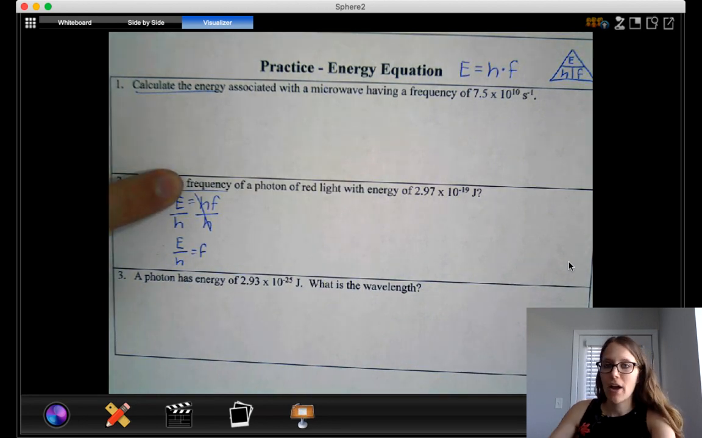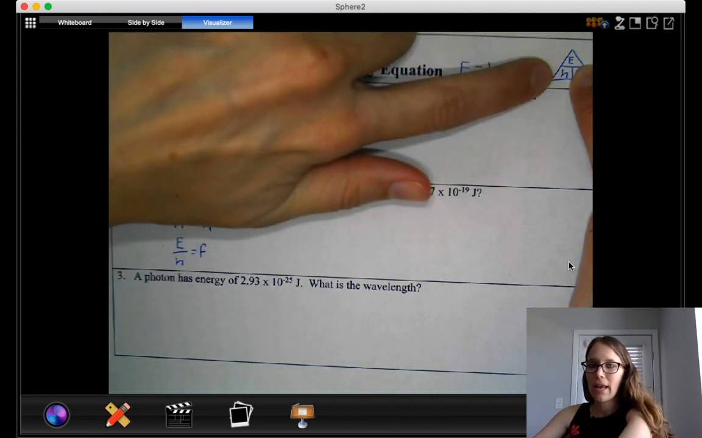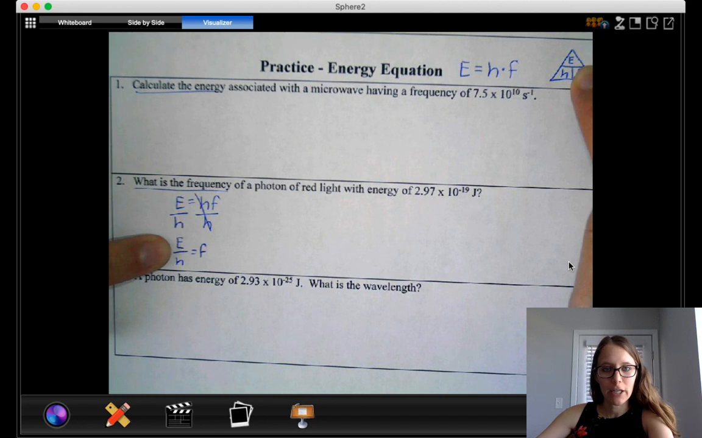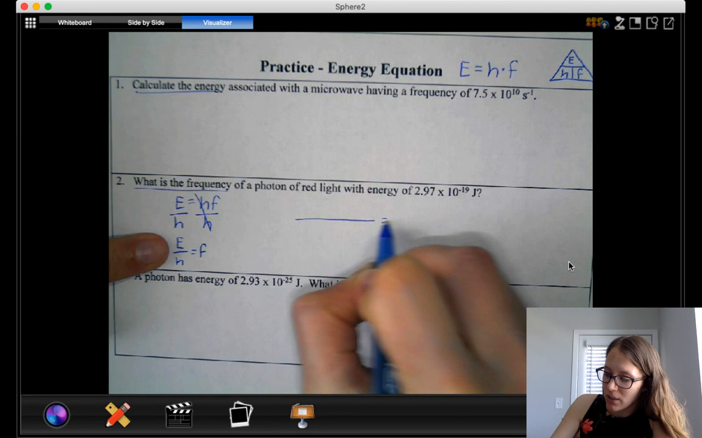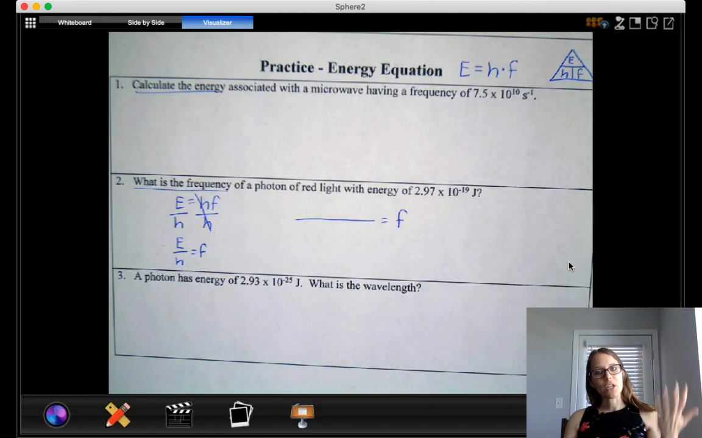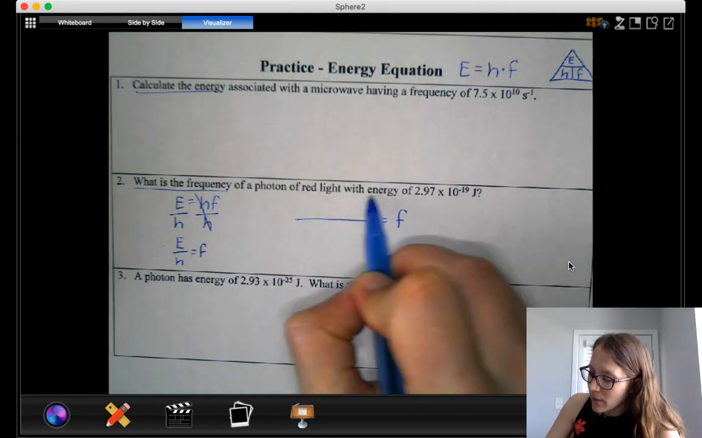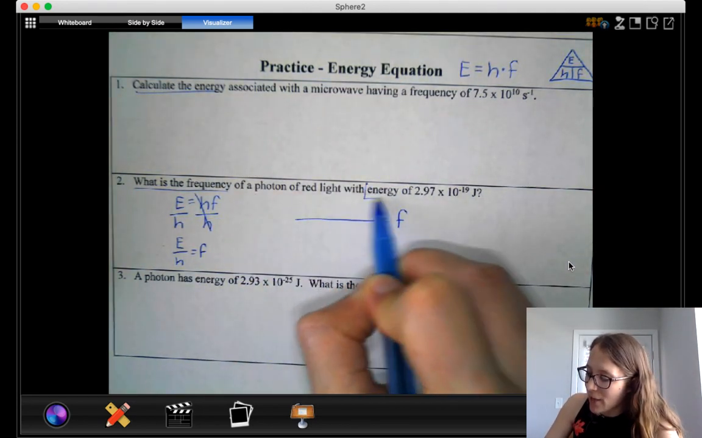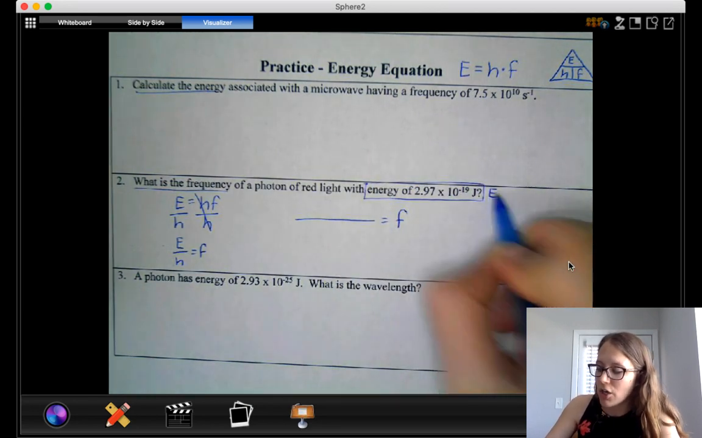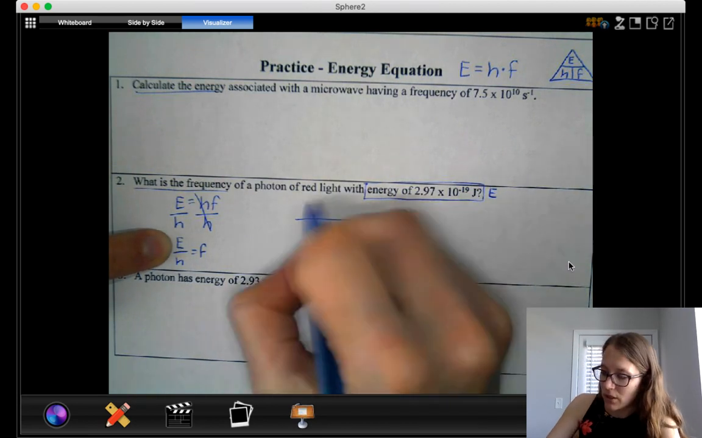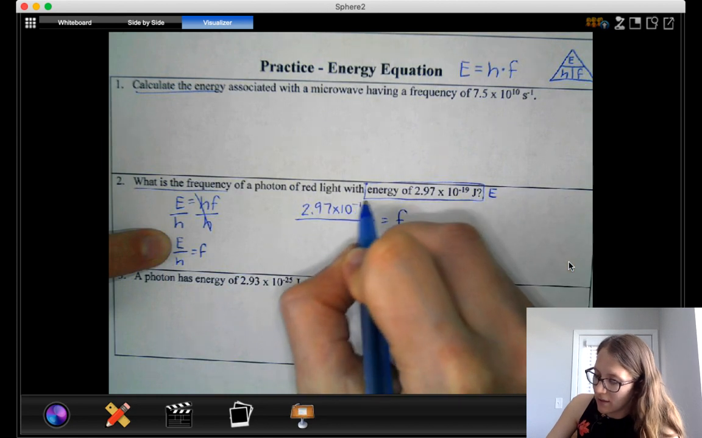If I'm trying to solve for F, if I cover up F in the triangle, my equation is E divided by H, which is the same thing that we got over here. So E divided by H equals F. F we don't know, so I'm just going to leave that as my variable that I'm going to solve for in the problem. When I read the problem, with a photon of red light with an energy of, this is our energy, so that's going to go where I wrote E in my equation: 2.97 times 10 to the negative 19th.